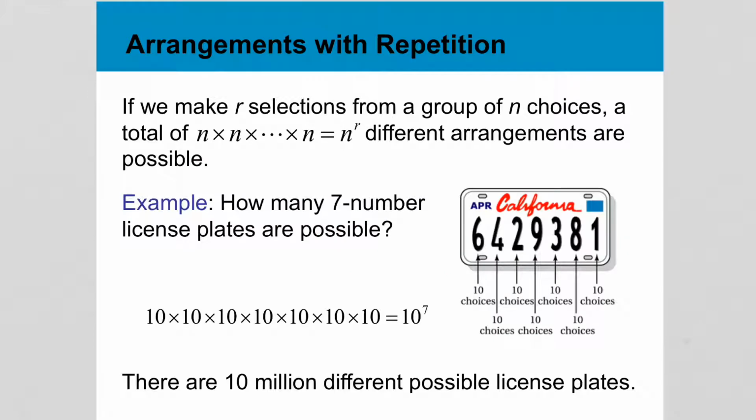Arrangements with repetition. If we make r selections from a group of n choices, a total of n to the r different arrangements are possible. For example, how many 7-number license plates are possible? Well, there are 10 possible numbers between 0 and 9, so 10 to the 7 would be the number of possible license plates.